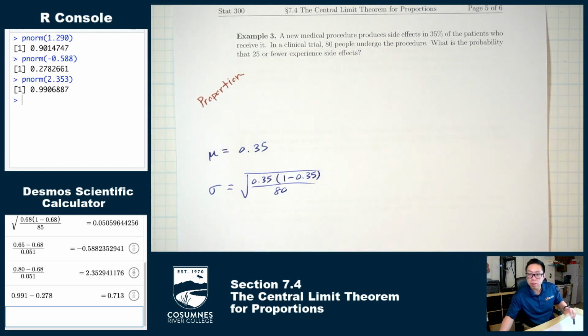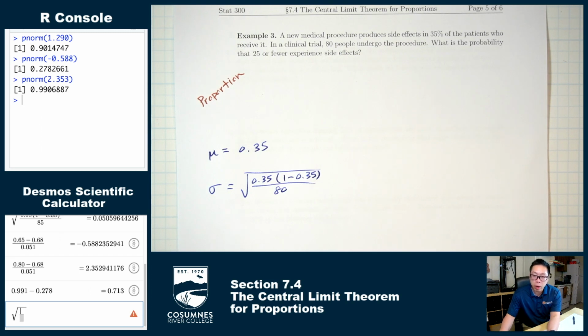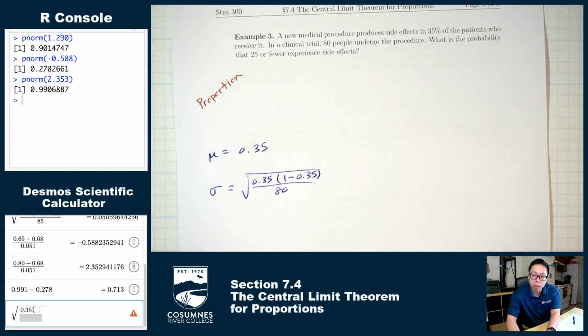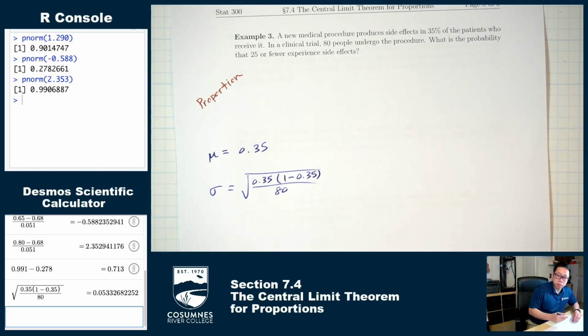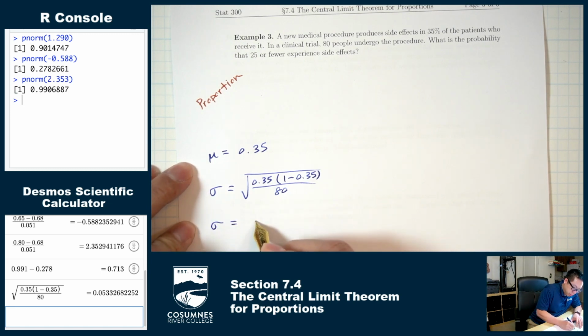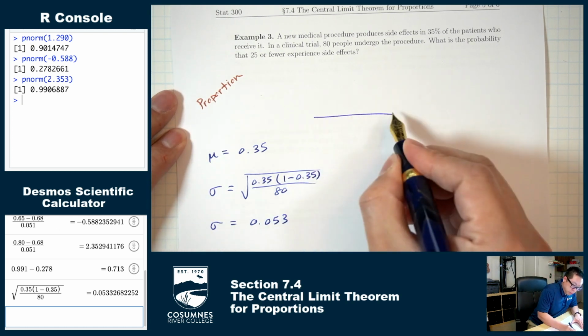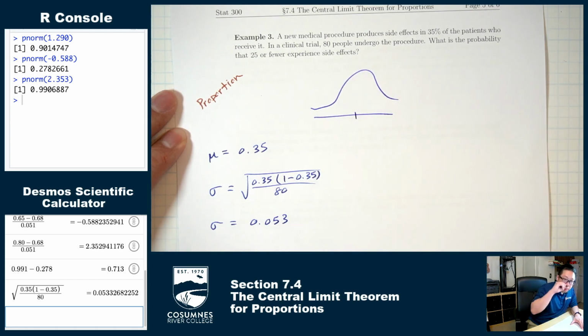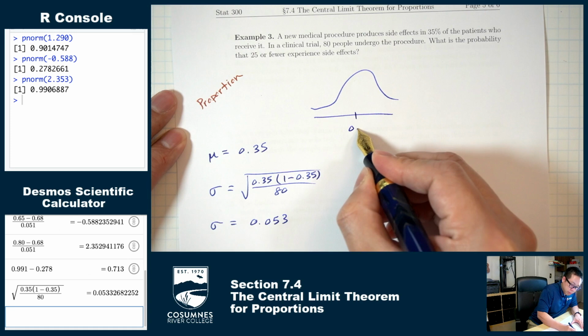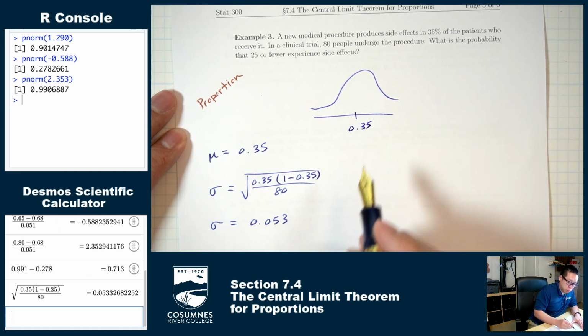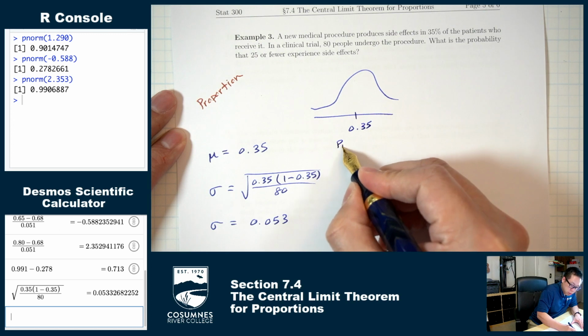So on my calculator, square root, fraction, make sure the fraction is inside that square root. Up top, 0.35, parentheses 1 minus 0.35, over 80. Round to 3 decimal places. This is 0.053. Picture time. Put the mean in the middle. Our mean here is 0.35. And because this is a proportion situation, my x-axis here are my proportions.